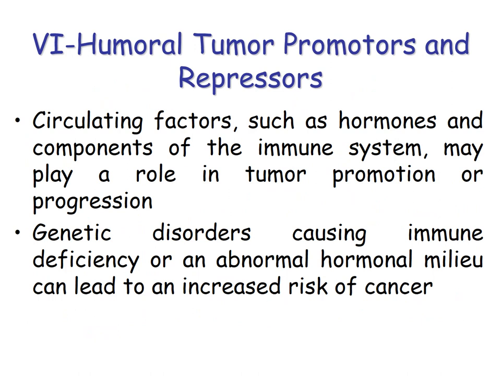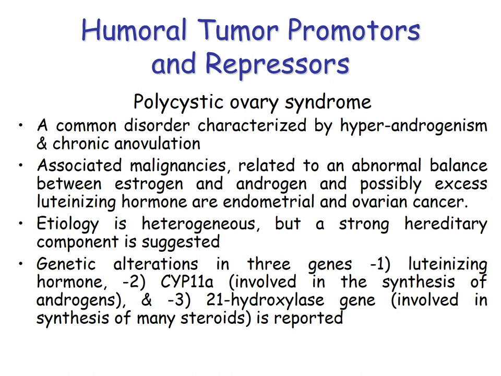And the last example is the category of humoral tumor promoters and repressors. So circulating factors like hormones and components of the immune system play a role in tumor promotion or progression. So genetic disorders which cause immune deficiency or an abnormal hormonal milieu can lead to increased risk of cancer. So this explains why there is so much heterogeneity in cancer predisposition.